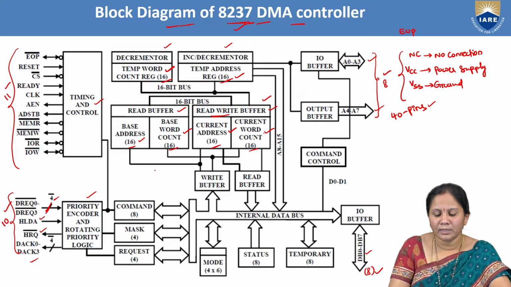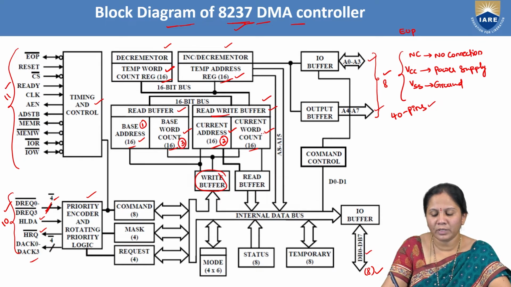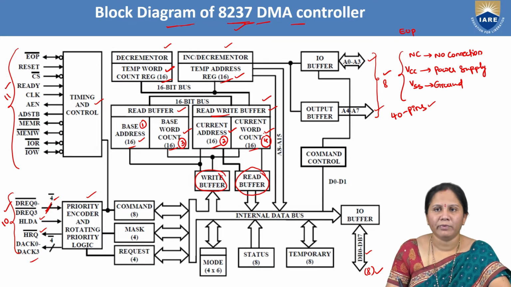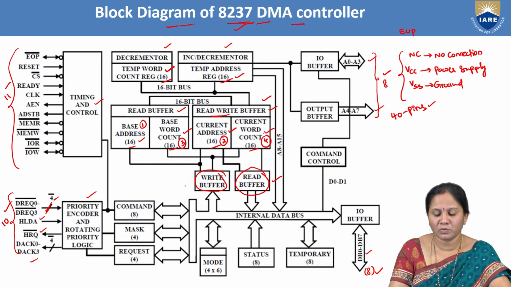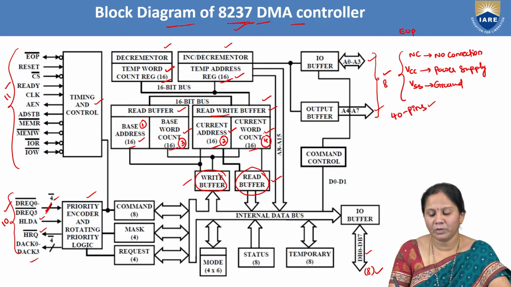Here, this base address and this current address will be driven by this write buffer, whereas this base word count and current word count, those two blocks will be driven by this read buffer. So here there are two types of buffers, write buffer and read buffer. Some of the blocks will be driven by this write buffer and some will be driven by this read buffer.